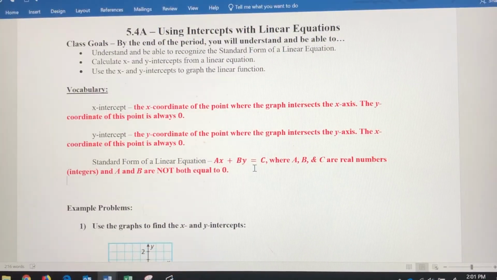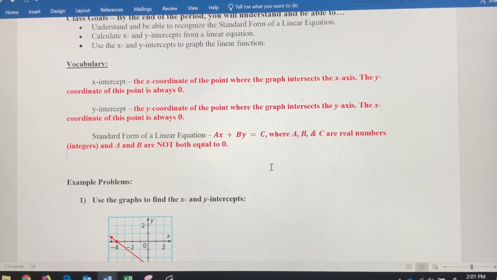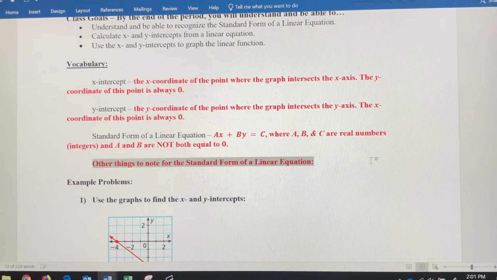One other thing: a and b cannot both be equal to 0. If they're both equal to 0, then you don't have a linear equation anymore. You have to have an x or a y to have a linear equation. Now, a couple other things we have to go over.